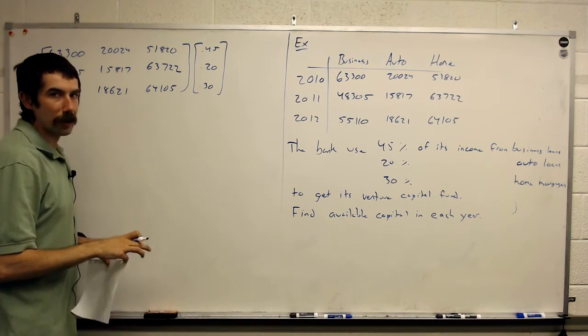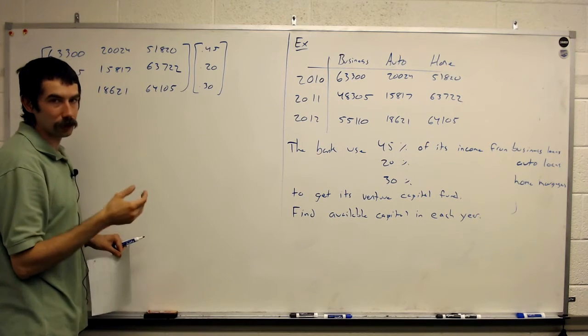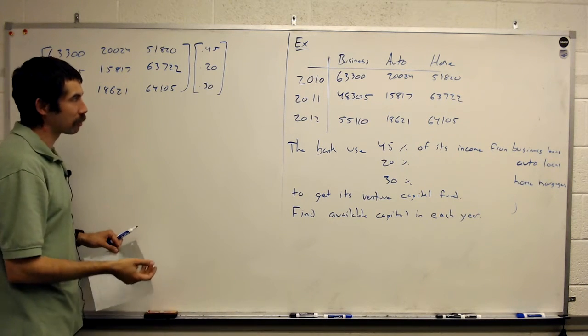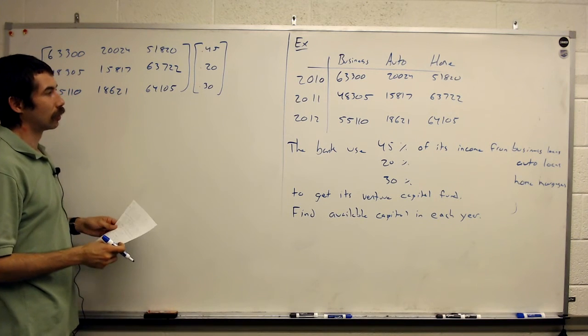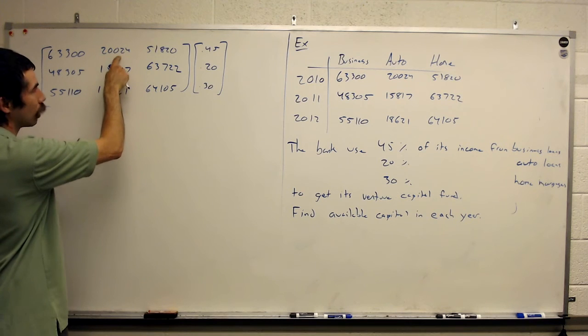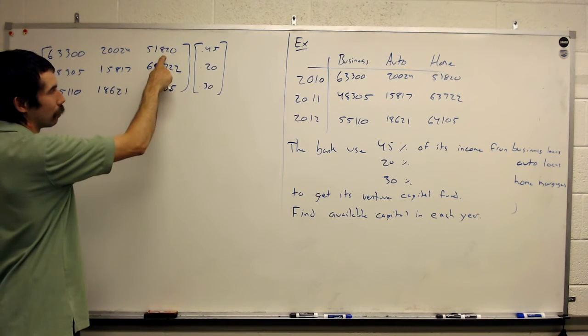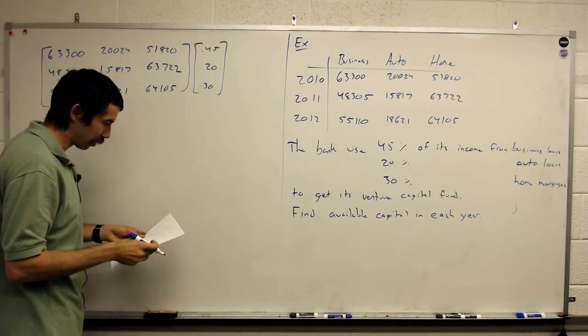Right? And when we do this matrix multiplication, the top row will tell us the available capital in 2010, the second row will give us the available capital in 2011, and the third row will give us the available capital in 2012, right? Because that'd be 45% of this number plus 20% of this number plus 30% of that number. That's going to be our 2010. And then we do the same thing for the next row, same thing for the next row.